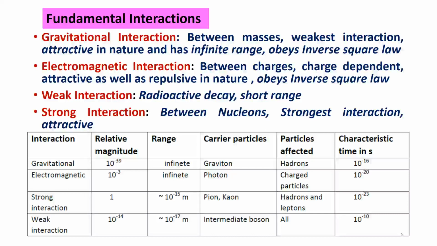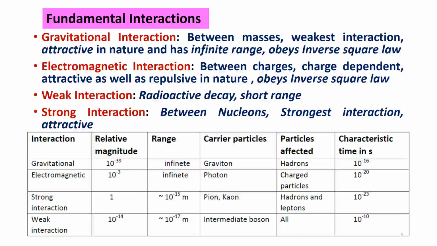The third column gives the range of the interaction. Both gravitational and electromagnetic interactions have infinite range, whereas the strong and weak interactions have a range of less than 10 to the power of minus 15 meter. Carrier particles for these interactions are given in the fourth column. Gravitons are the carrier particles in the gravitational interaction. Photons are carrier particles in the electromagnetic interaction. Pions and kaons are the carrier particles in the strong interaction. Bosons are the carrier particles in the weak interaction.